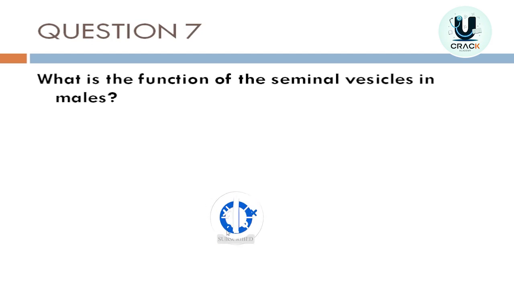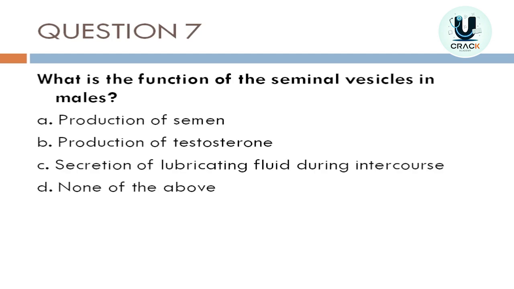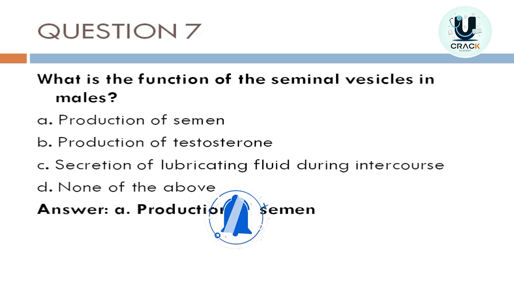Question number 7. What is the function of the seminal vesicles in males? A. Production of semen, B. Production of testosterone, C. Secretion of lubricating fluid during intercourse, D. None of the above. Answer: production of semen.